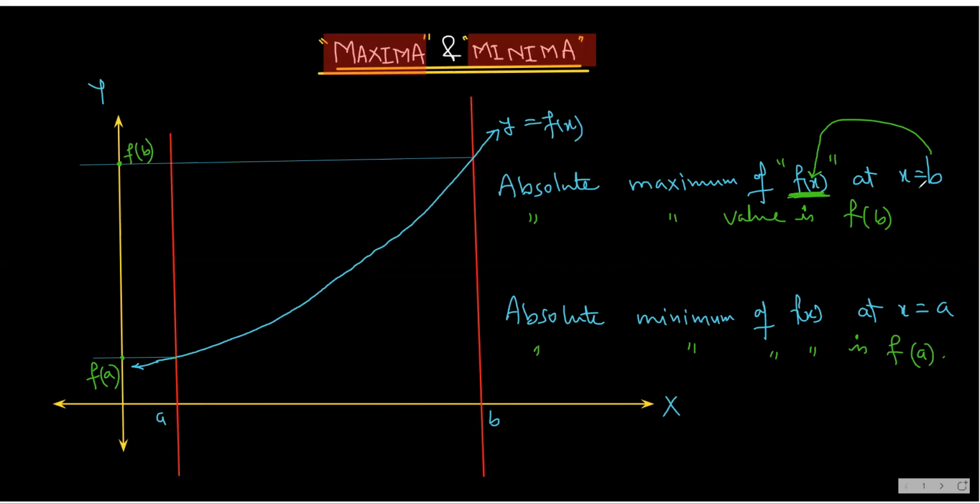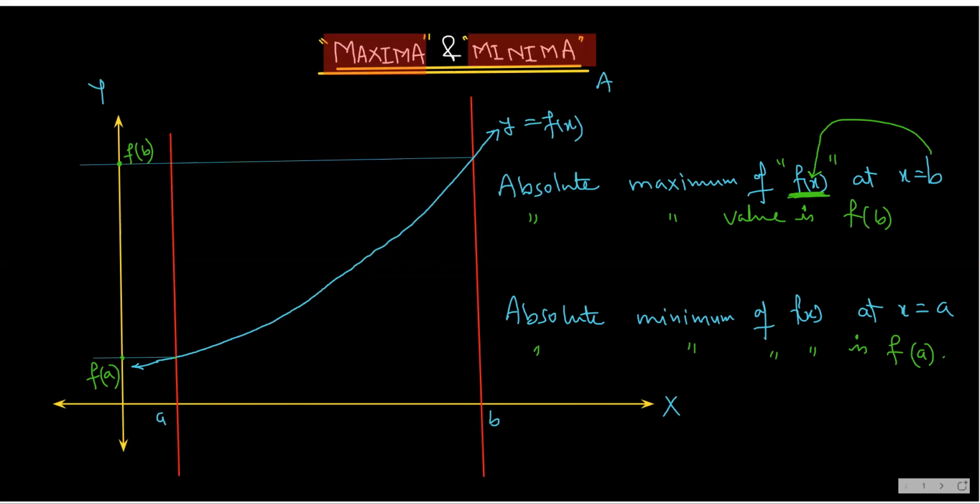Okay, absolute maximum of the function, absolute maximum of f of x at x equals B. Now I'm not concerned about the function beyond this interval. Okay, so here I can write a function.